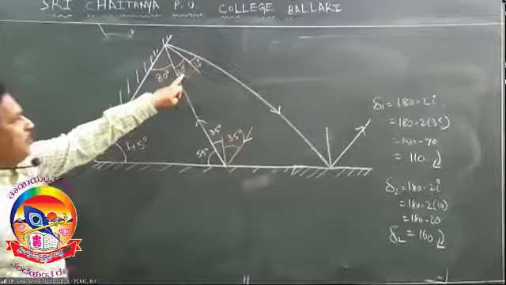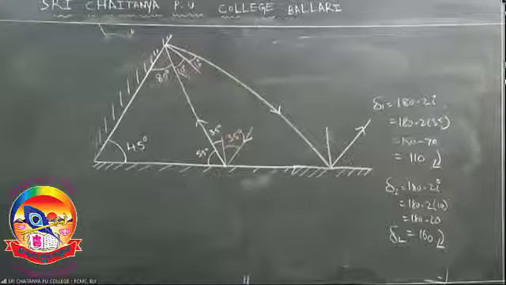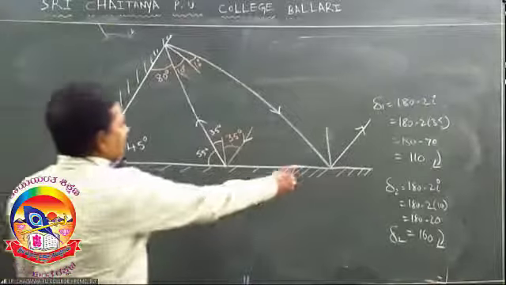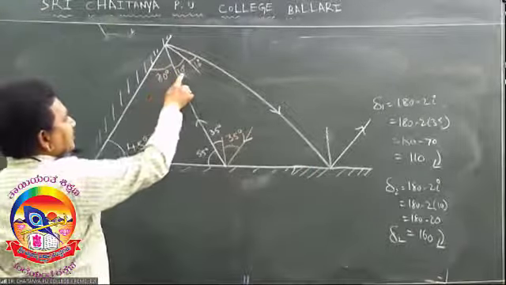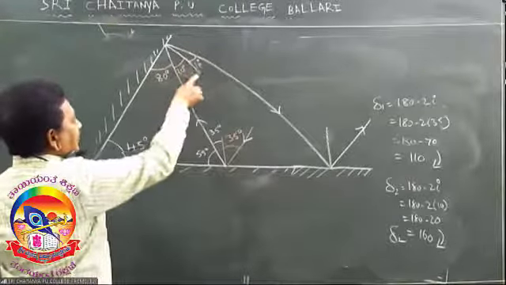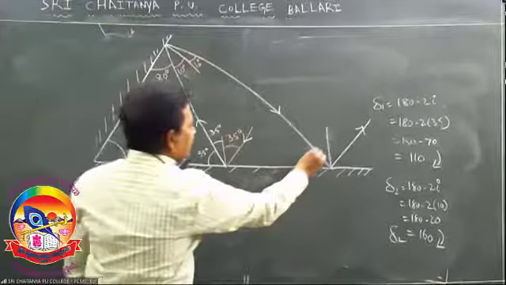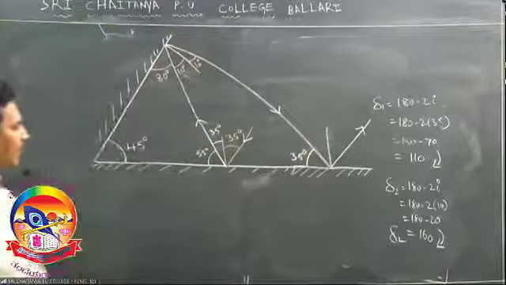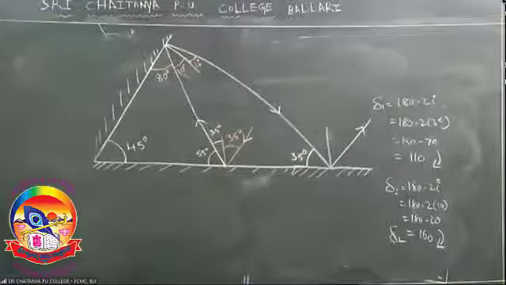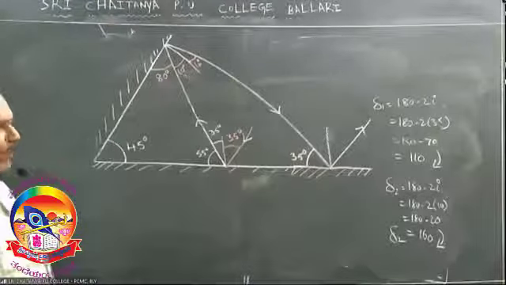That is equal to 160 clockwise. Because the angle of incidence is how much? 10. Now I want to find this angle. This is how much? 80 plus 10 plus 10, 100. This is how much? 45. 145. This must be how much? 35. Because 145 plus 35 is equal to 180.